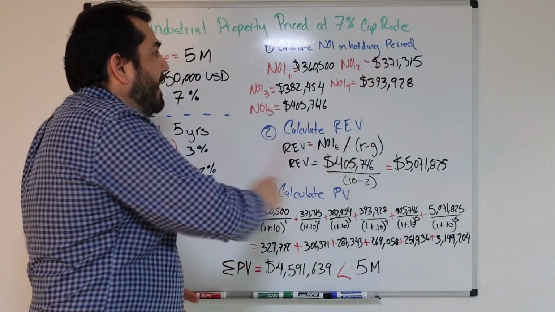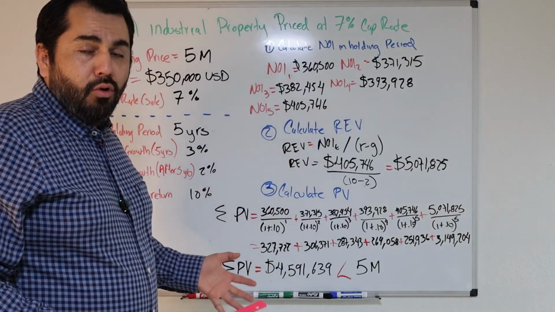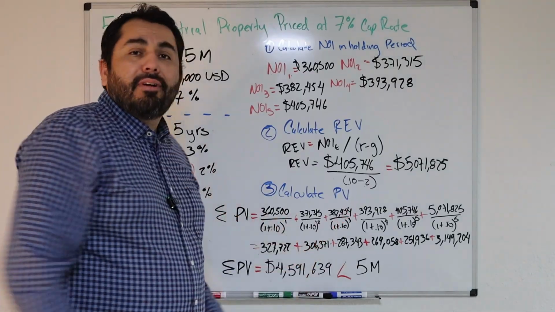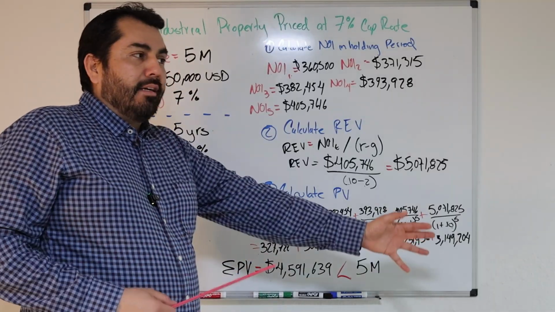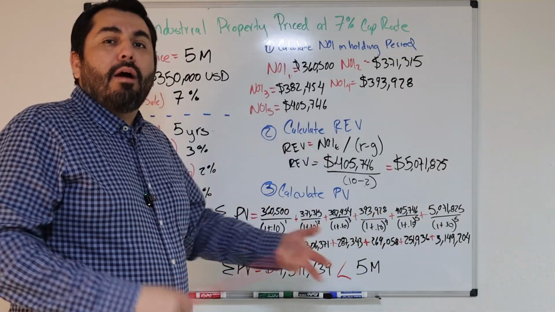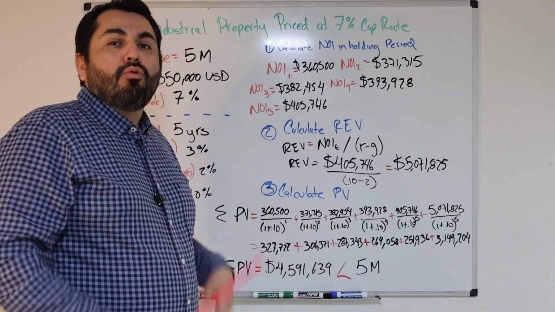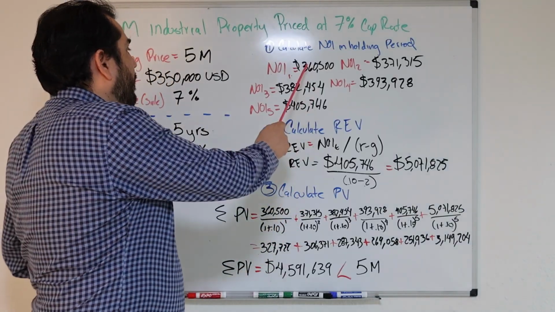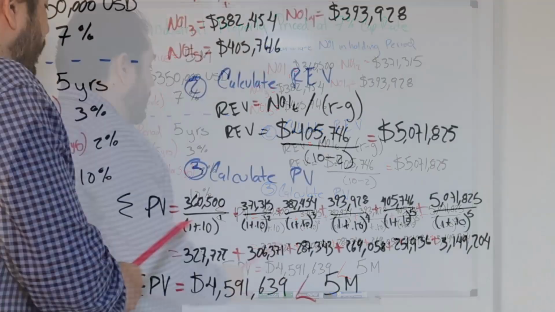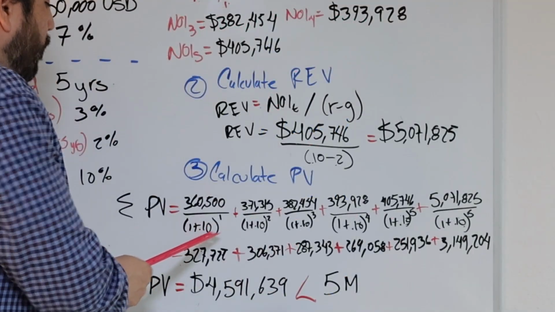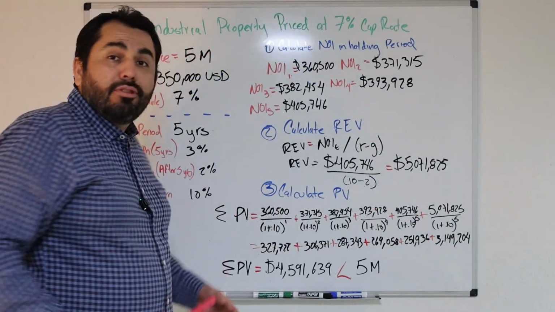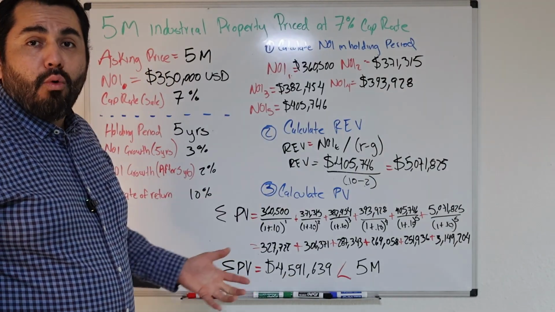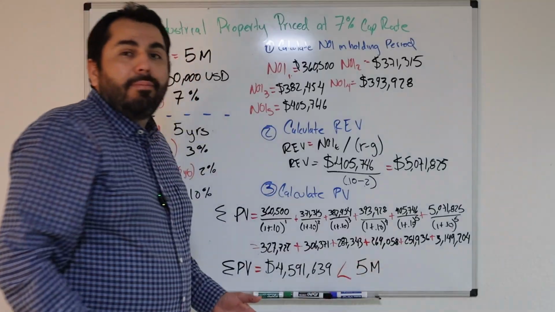Once we have all the NOIs for the cash flows of the holding period and we have the resale value, the last thing we have to do is to calculate the present value. We bring the value of those cash flows to the present to know how much we are going to pay, or offer, for that property. So here we have the first year, 360,000. We divide by 1 plus 0.1, which is the rate of return we already chose. And we do the same with all the NOIs and with the resale value.